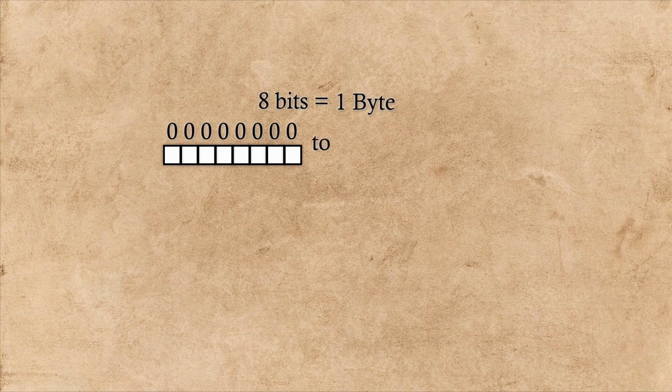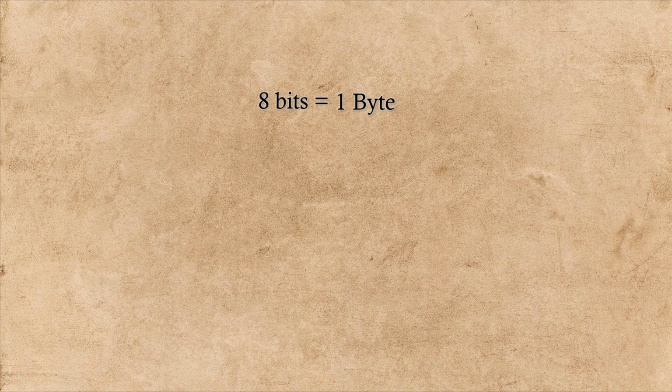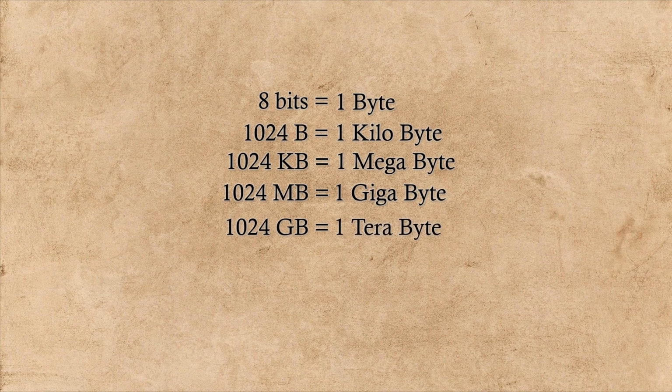A binary digit is called a bit. A bit can be 0 or 1. 8 bits are said to be a byte. We can represent numbers ranging from 0 to 255 using a byte. 1024 bytes make a kilobyte. 1024 kilobytes make a megabyte. 1024 megabytes make a gigabyte. And 1024 gigabytes make a terabyte.